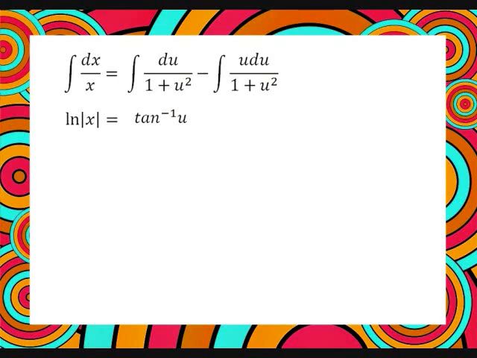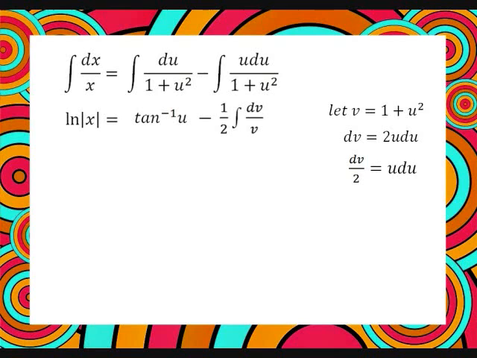For the last term, we let some variable v equal 1 plus u squared. The derivative of v is equal to 2u du. And since we are after the substitution, we bring 2 below dv. And so we have minus 1/2 times the integral of dv over v. And this is equal to minus 1/2 times the ln of v plus some constant c. But v is equal to 1 plus u squared.